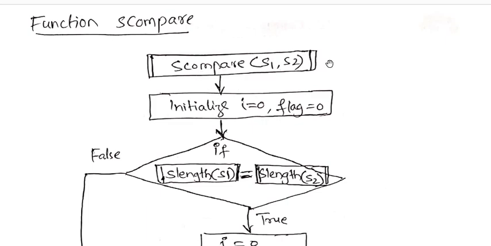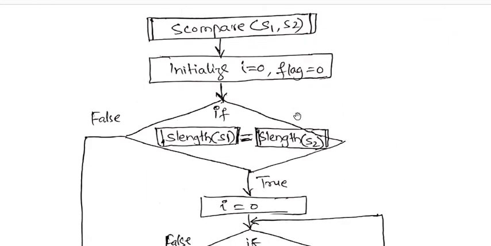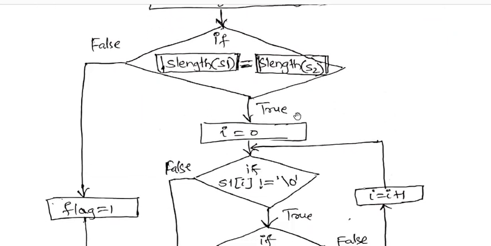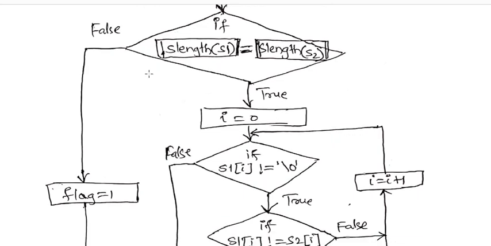So this is the start of the function, and we initialize i is equal to 0, flag is equal to 0, and here in the if condition we are calling the function s length with the values of s1 and s2. We are checking whether both are equal. If both are not equal, then we are setting the flag as 1 and we are going to continue with the rest of the program.